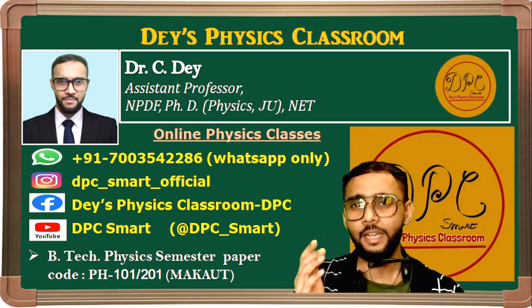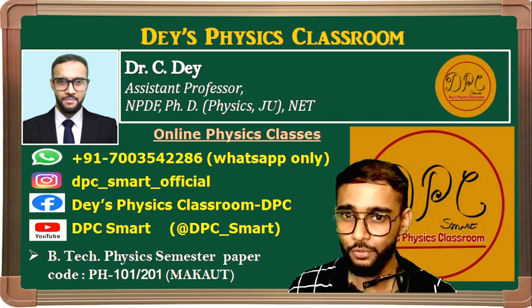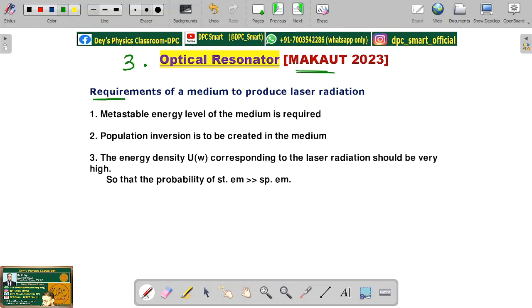If these three conditions are satisfied by a material, then that material will produce laser, or we can observe laser action within that material. So these are the three requirements for a medium to produce laser radiation: presence of a metastable state, population inversion, and energy density U omega corresponding to the laser radiation should be very high, so that the probability of stimulated emission should be very much greater than the probability of spontaneous emission.